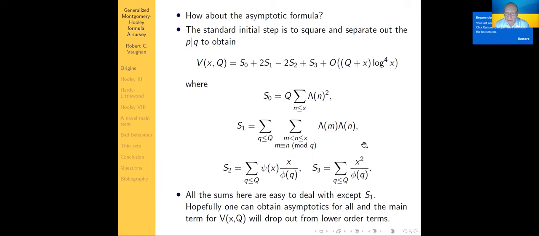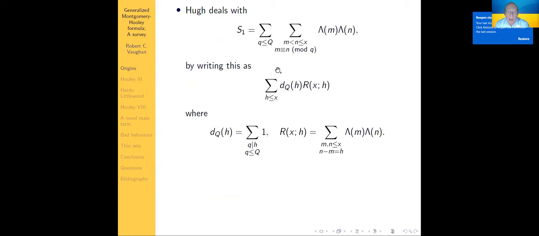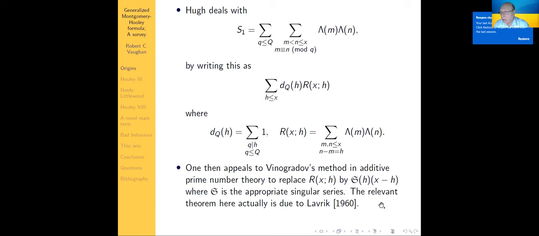Well, one way of dealing with S1 is to rewrite this sum, collecting together in one function the prime powers whose difference is H, and then you can think of Q as dividing that difference, and so you've got a divisor function with a restricted range for the divisor, right? And this is exactly what Hugh Montgomery did in his paper in 1970. And now this function R of X and H, you'd expect to be able to say something about it by Vinogradov's method.